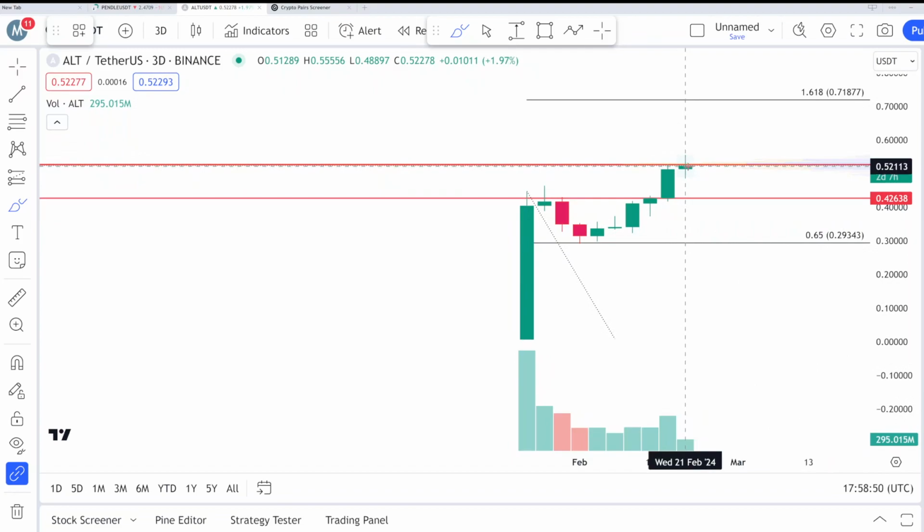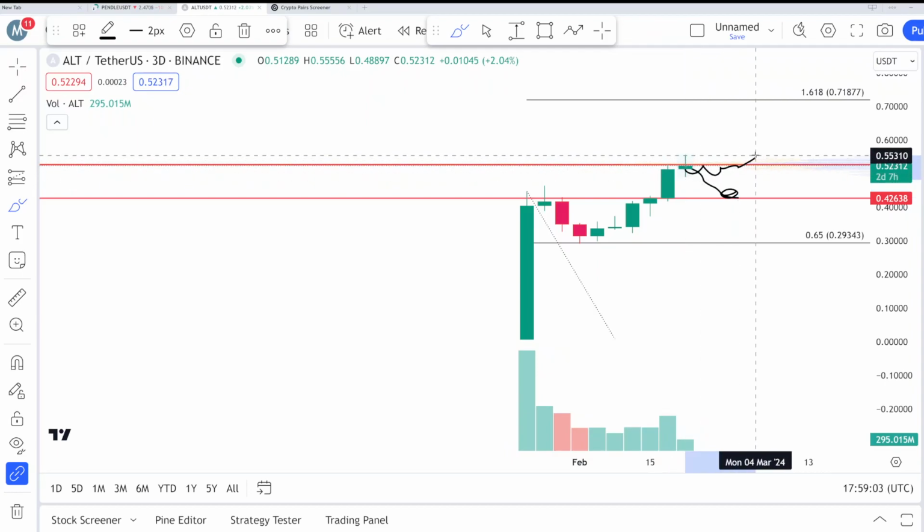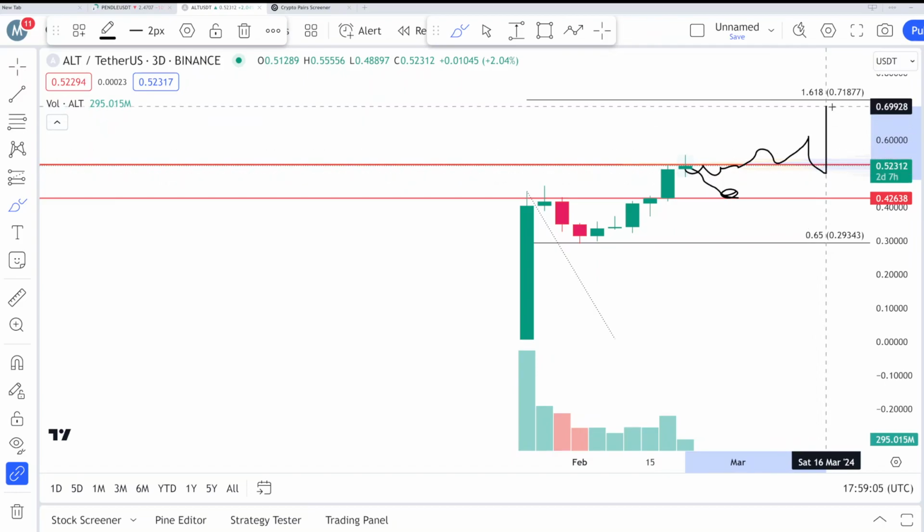If we have a correction from this area, we can again go down back to the 43 area. But right now the price is showing a lot of strength here, and I'm expecting range-bound price action in this area, slowly and gradually something like this, and then we can hit 71 cents, which is the next target for Altlayer, guys.